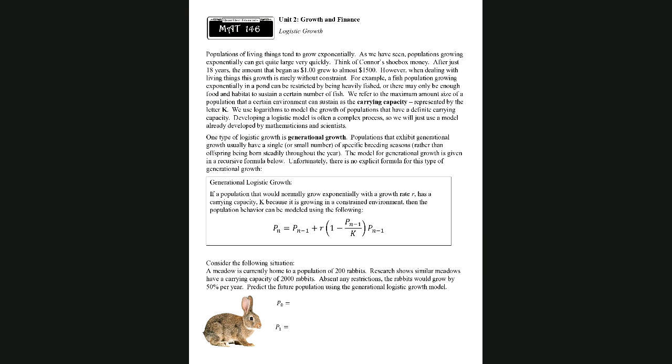I meant to delete the word amount, so if you want to cross that off, I will fix that on the information sheet. We refer to the maximum size of a population that a certain environment can sustain as the carrying capacity, represented by the letter K. So the carrying capacity is the maximum number of individuals that a certain environment can hold.